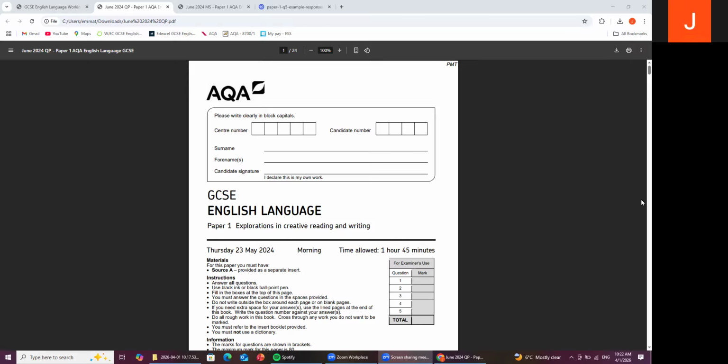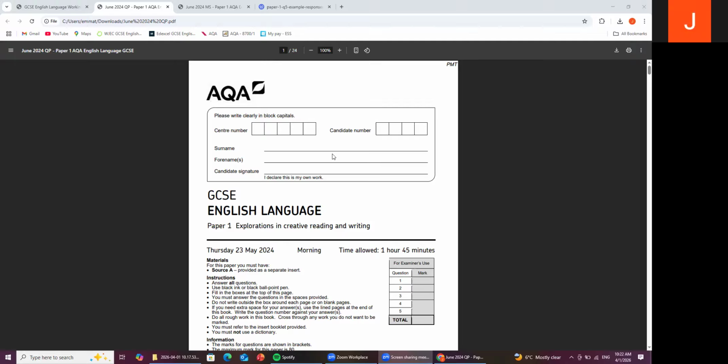So I'm going to be talking through my approach to how I would work through the exam paper, but also, as an examiner, how I mark the paper, the kinds of things that I'm looking for from candidates. We'll work through it from question one to question five. So let's get straight into it.